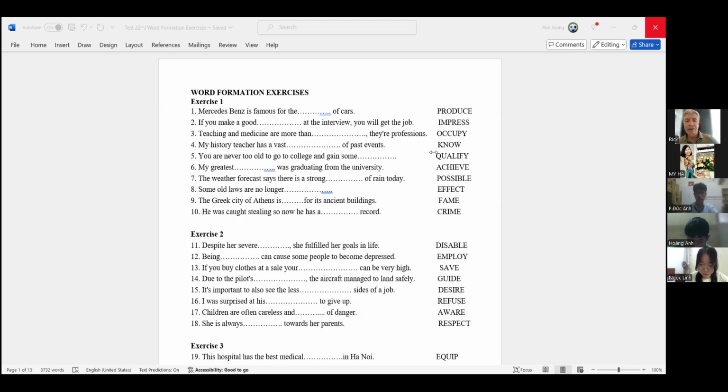11 is disability. 12 is unemployment. 13 is saving. 14 is guidance. Okay, pronounce guidance. Guidance. Next one. 15 is desirable. 16 is refusion. 17 is awareness. 18 is respectful. Okay. Thank you, Doc Ang. You have 5 out of 8. Thank you. Chang Hu.